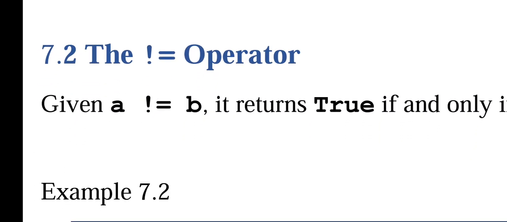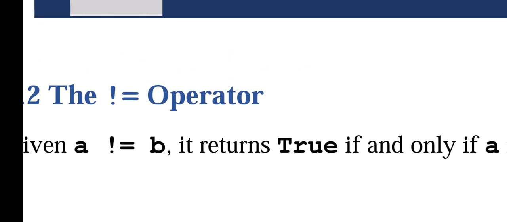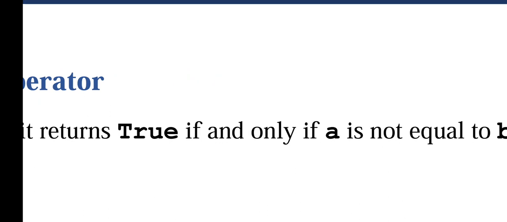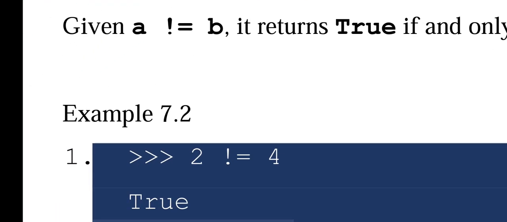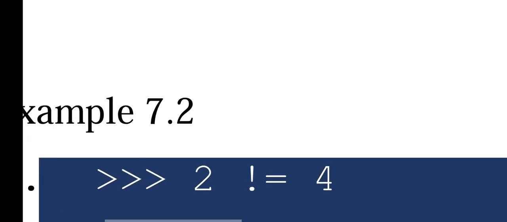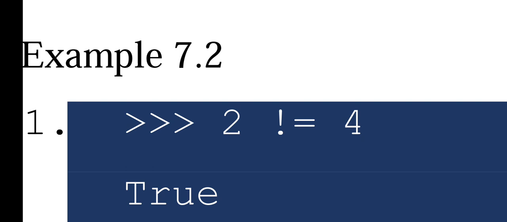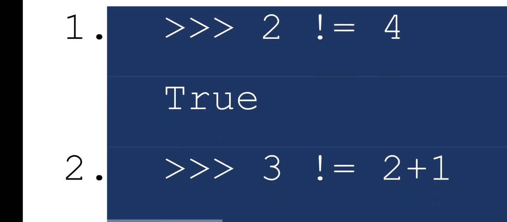The is not equal to operator is responsible for comparing if two operands are not equal, and it returns true if so. As written here, given A is not equal to B, it returns true if and only if A is not equal to B. And this is the example we have. While 2 is not equal to 4, we know that it is true that 2 is not equal to 4. So the output is true.